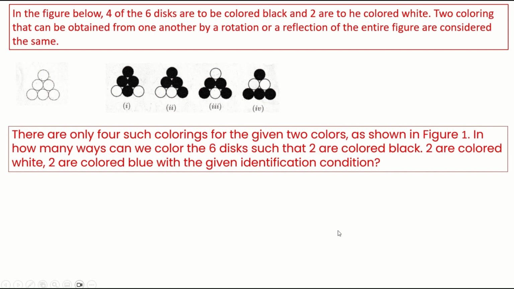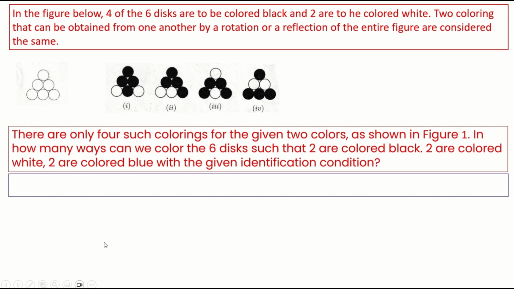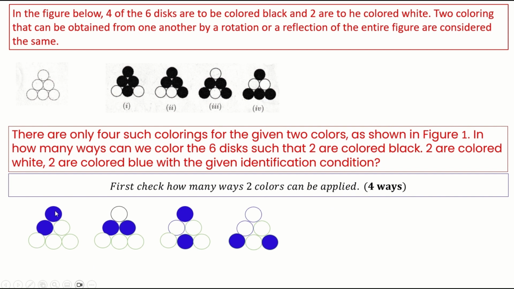Just have patience to solve this one. First check how many ways two colors can be applied. Four ways, these are the four ways. If I put two blue here, here, and here, any other combination will be either a mirror image or a rotation, and you will get the same. So these are the four.